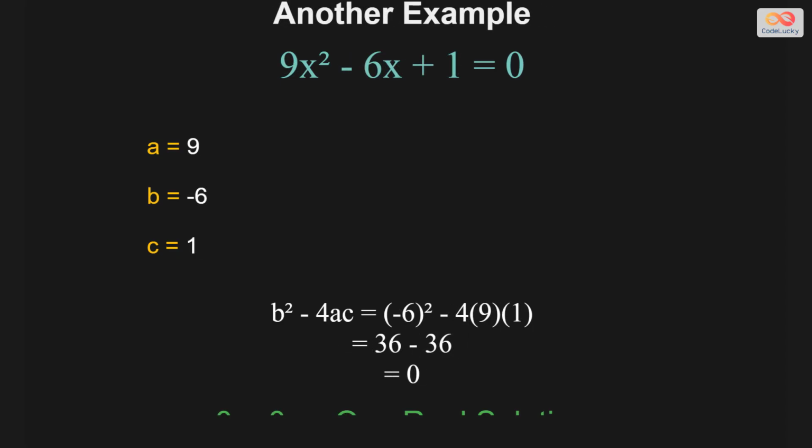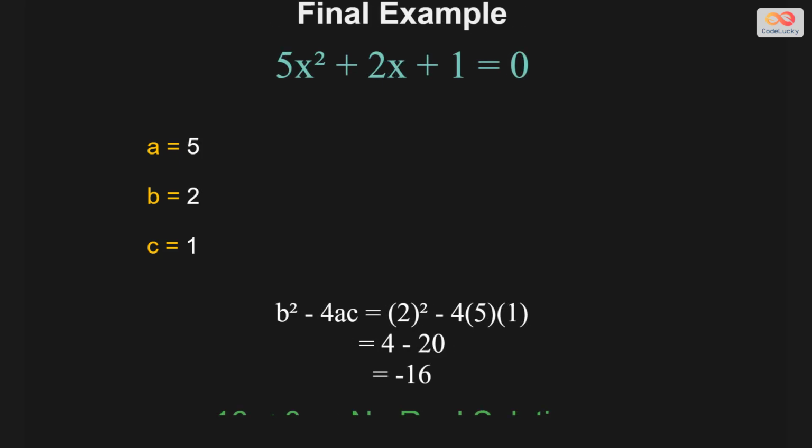Consider the equation 9x² minus 6x plus 1 equals 0. Here, a is 9, b is negative 6, and c is 1. Calculating the discriminant, we get negative 6 squared minus 4 times 9 times 1. This becomes 36 minus 36, which is 0. A discriminant of 0 means there is exactly one real solution.